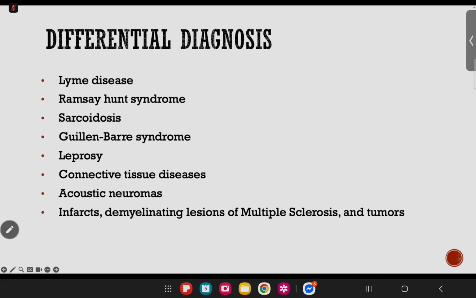Acoustic neuromas frequently involve the facial nerve by local compression, and in pontine lesions, demyelinating lesions of MS and tumors are the common lesions that interrupt the facial nerve fibers.